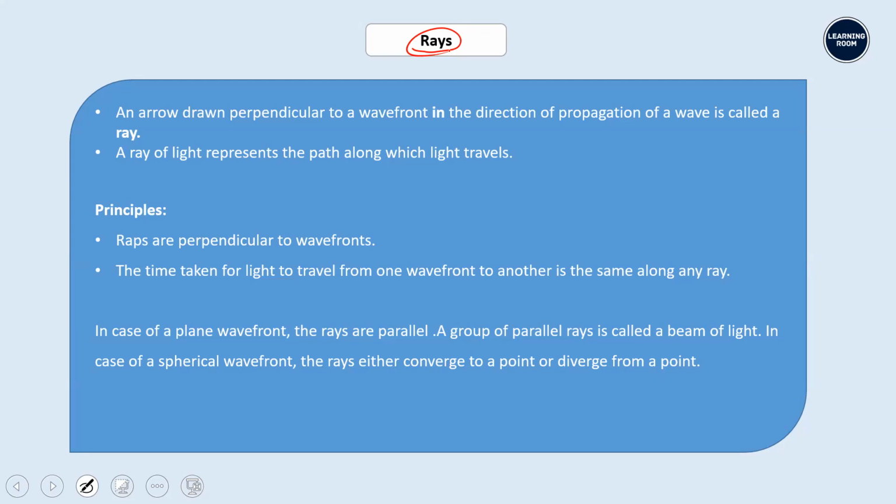So what we are doing is taking an arrow mark. Right? How is it drawn? It is drawn perpendicular to the wavefront, to represent the direction of propagation of the wave. You're able to understand? So make a note of it. An arrow drawn perpendicular to a wavefront in the direction of propagation of a wave is called a ray. Okay. Write it down fast.